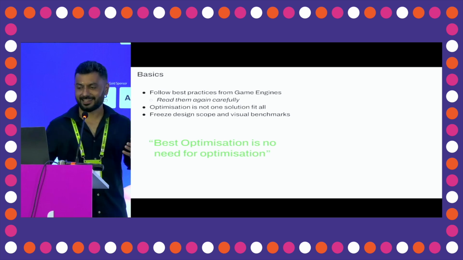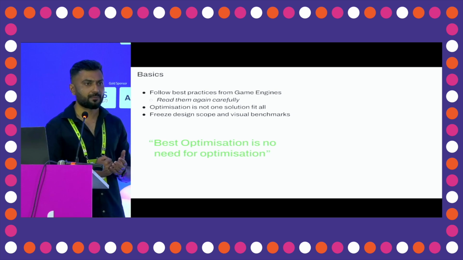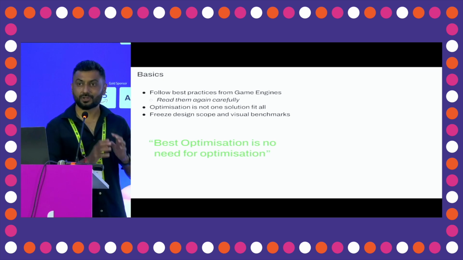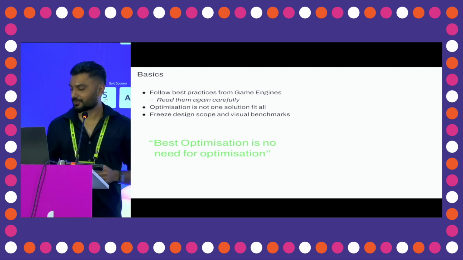Here's another quote I feel works for us and for many teams: the best optimization is no need for optimization. If you come across a complex problem, don't try to immediately solve it with tech. First see if that problem needs to exist in your game. If not, just remove it, problem solved. The best optimization already happened because you don't have to do it.